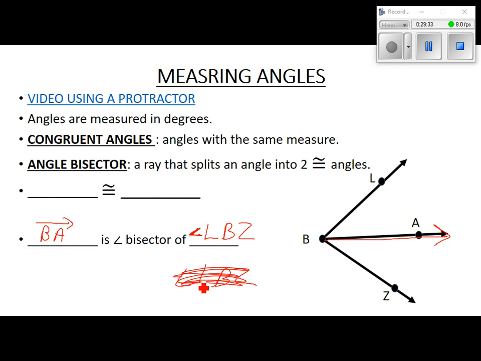On your picture, write this down. If I know these 2 angles are congruent, the way we show it in the picture is by marking them the same. We put little arcs in them. So something like that would tell you that this angle and this angle are the same, congruent, or equal.